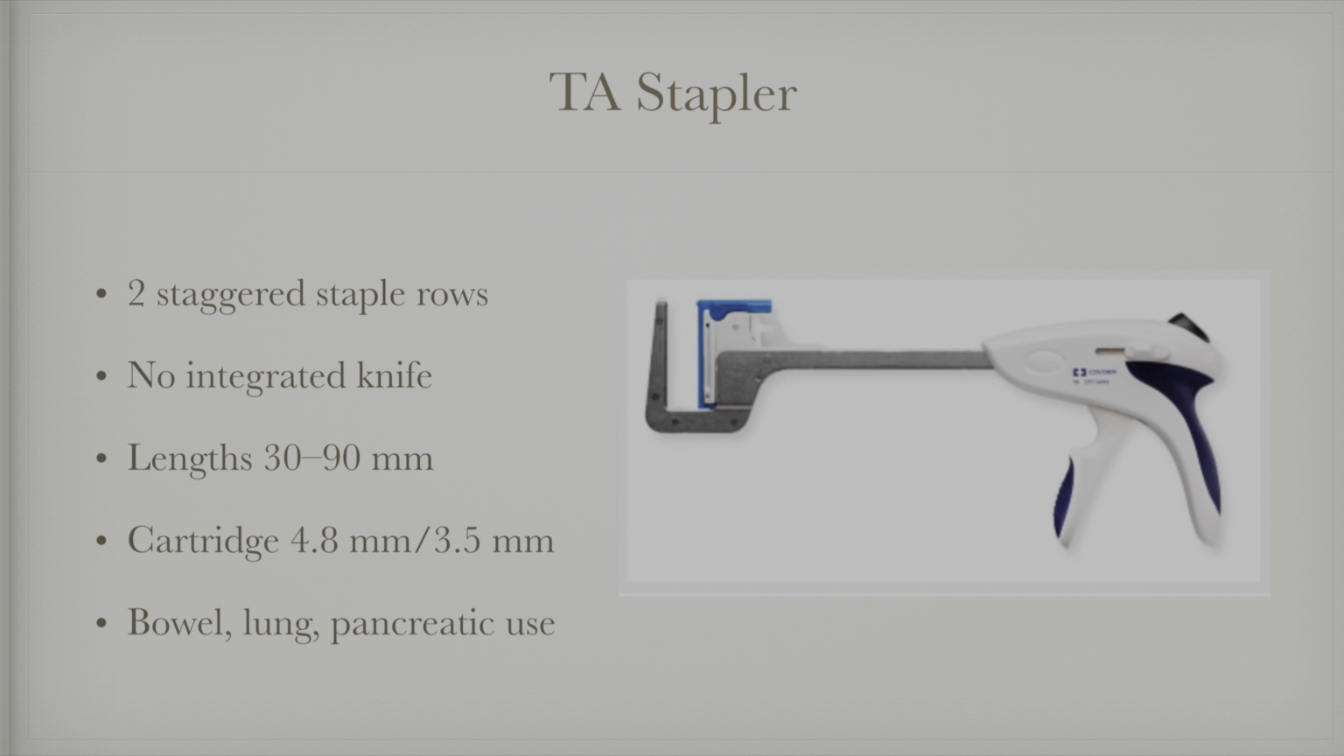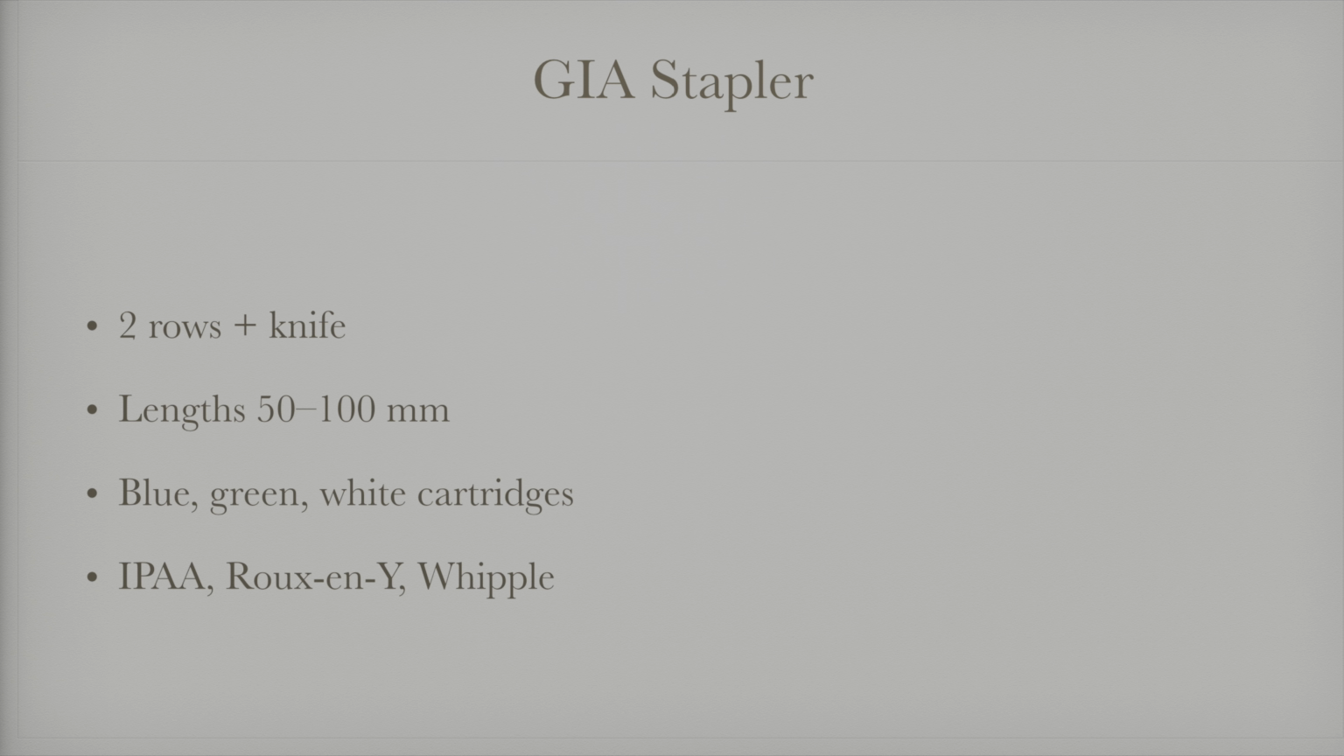The thoracoabdominal stapler has two staggered staple rows, no integrated knife, length is 30 to 90 mm, and cartridge is 4.8 mm or 3.5 mm. It is used for bowel, lung and pancreatic tissue resection. The gastrointestinal anastomosis stapler has two rows and a knife. The length is 50 to 100 mm. Blue, green and white cartridges are available. The ileal pouch anal anastomosis, Roux-en-Y anastomosis and Whipple's are done with this stapler.